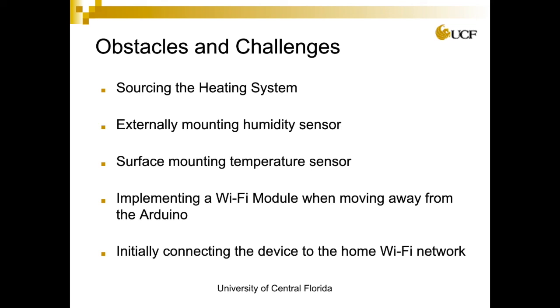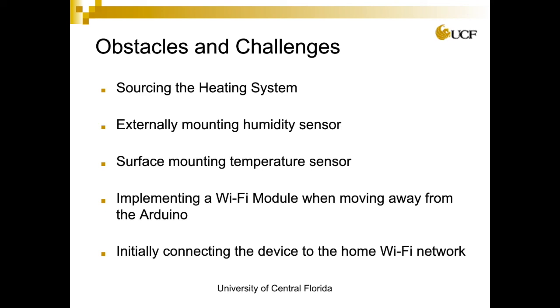Externally mounting the humidity sensor might be a challenge because it is not enclosed with the rest of the system, and values may vary if the sensor is not placed in a proper environment. Surface mounting the temperature sensor will also be a challenge because it will have to be placed on top of the heat square and will also need to be flush with the surface to decrease the chance of getting stepped on or damaged from regular use.